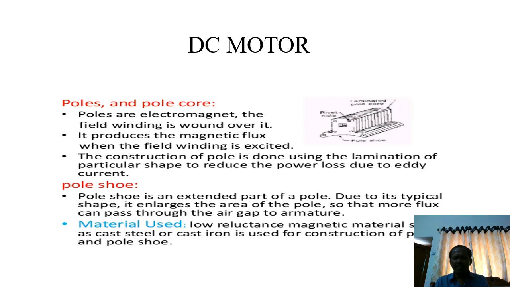Low reluctance materials are used. Cast steel or cast iron is used for construction of the pole and pole shoes. Which materials are used in construction of pole and pole shoes? Cast iron or cast steel is the type of material we use for the construction of the pole and pole shoes.